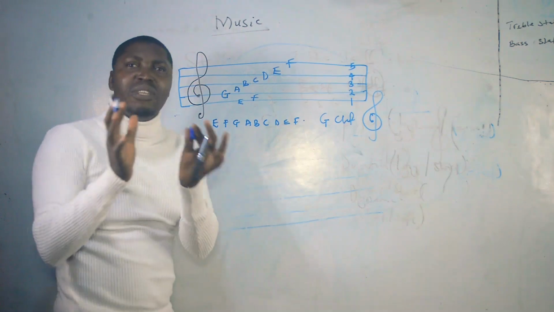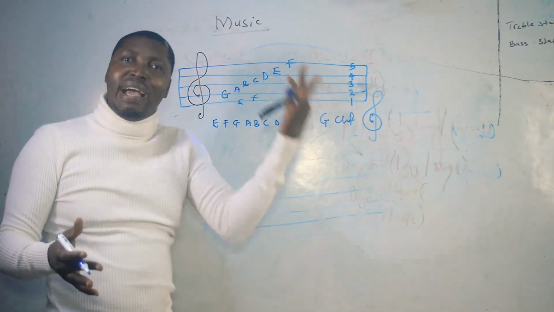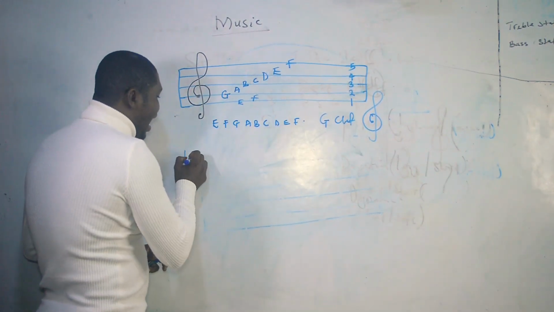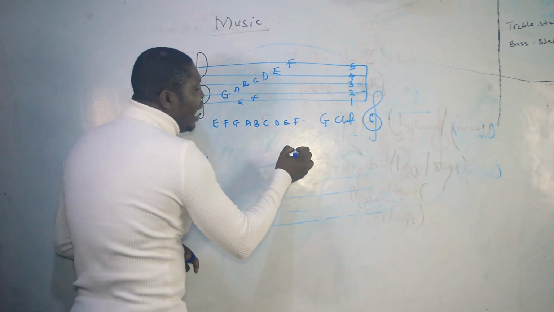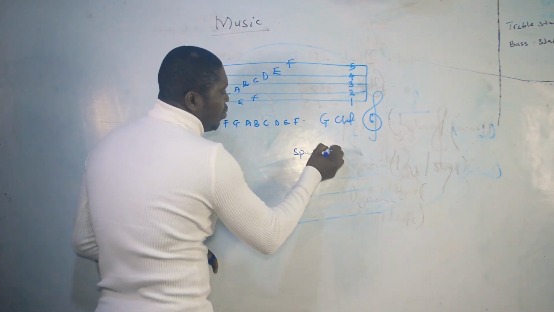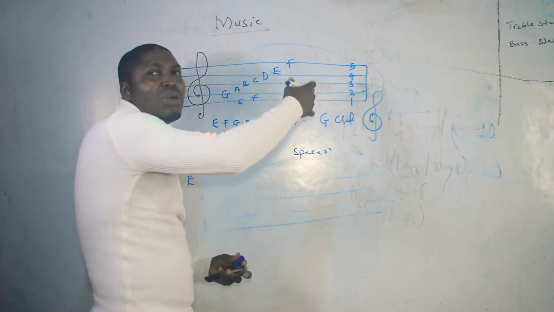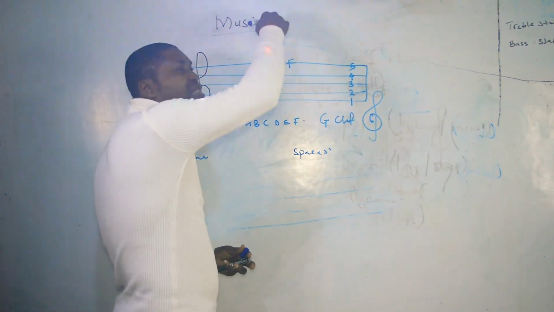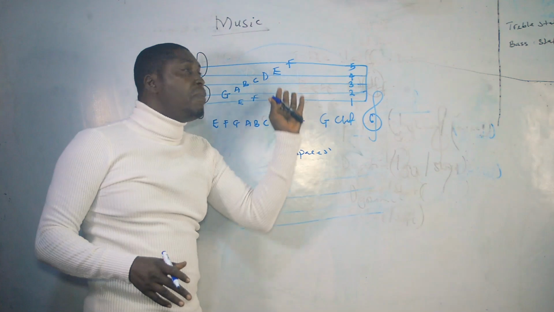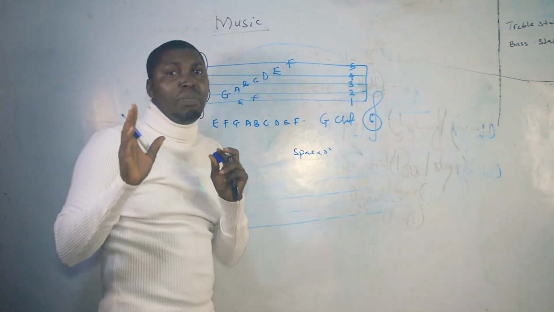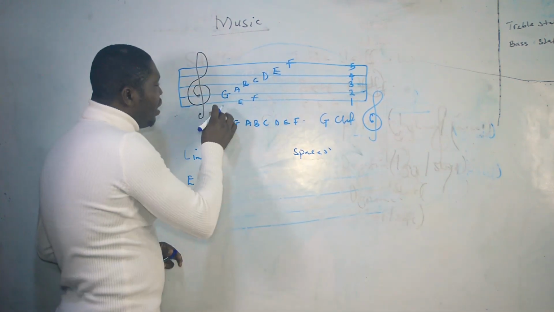Now we can split it into two. We have the lines, we have the spaces. So you can say lines, then you can say spaces. What do we have in the lines? We have our E. Remember, you count from below. You start from below, don't start from up. If you start counting your lines from up, there will be a problem. So we start from down.